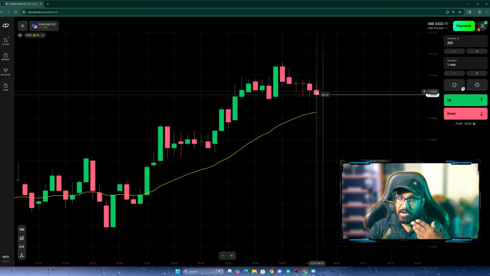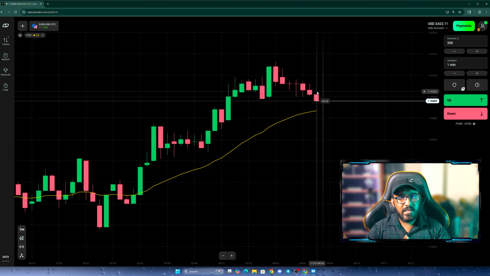Now it can be for the down direction, it can be for the up direction, it depends on your previous trade. If your trade direction was down, you take for the down direction, and if your trade direction was up, you take for the up direction. That's simply how martingale works.